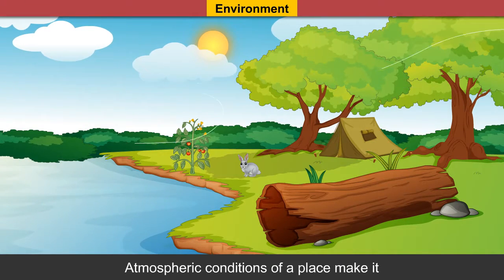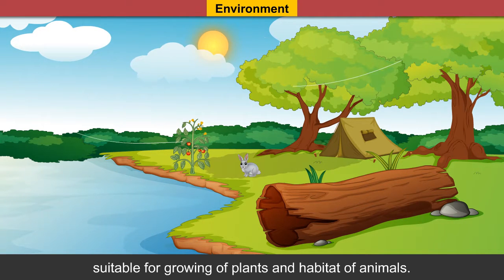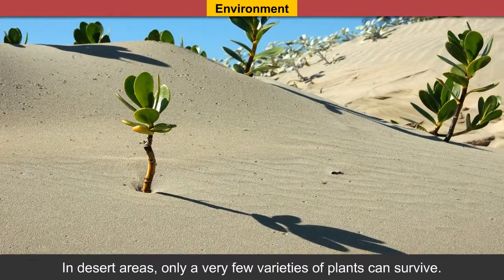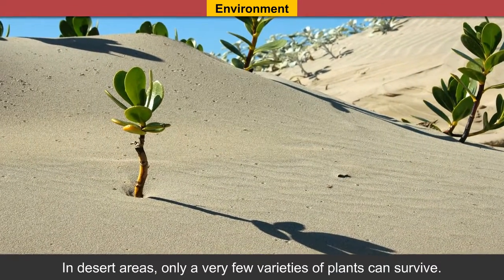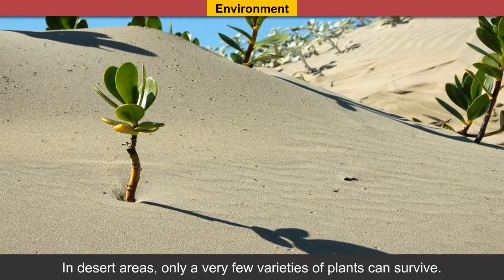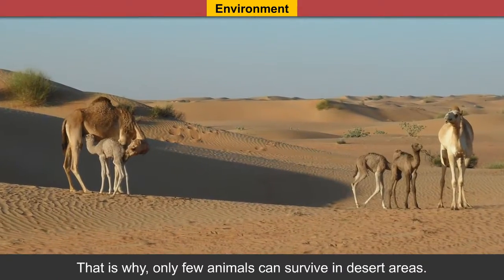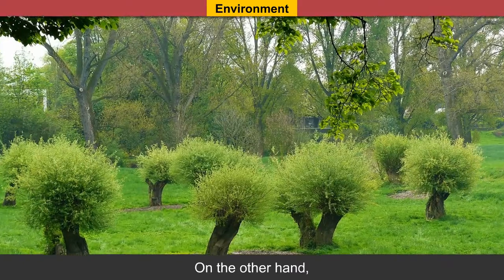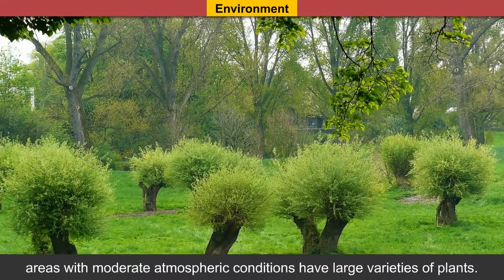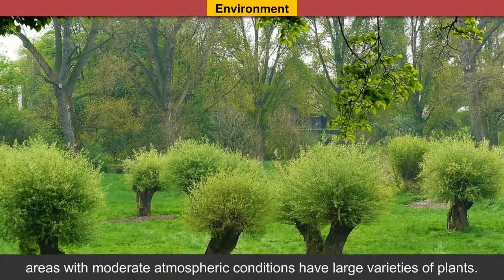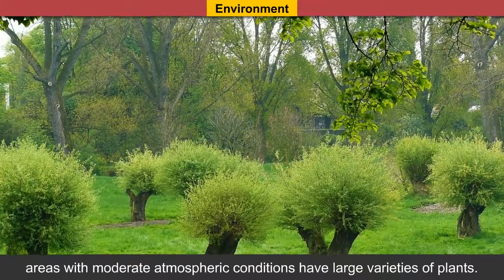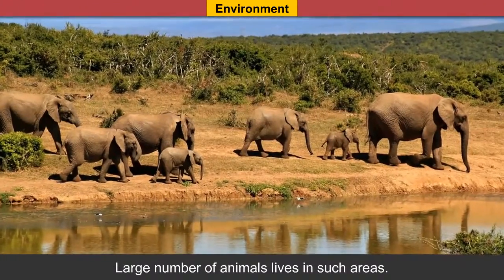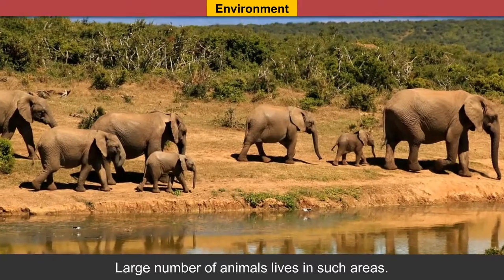Atmospheric conditions of a place make it suitable for growing of plants and habitat of animals. In desert areas, only a very few varieties of plants can survive. That is why only few animals can survive in desert areas. On the other hand, areas with moderate atmospheric conditions have large varieties of plants. Large number of animals live in such areas.